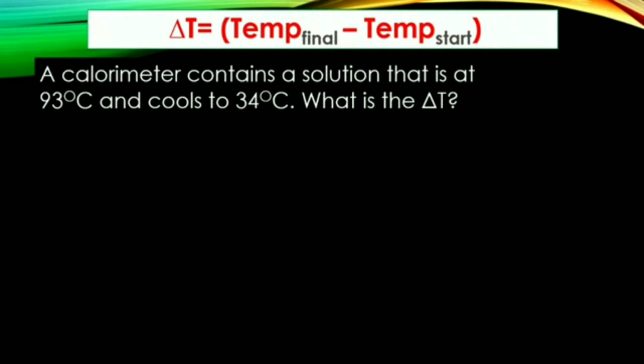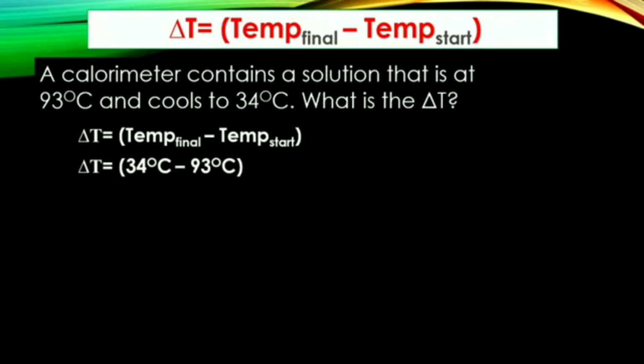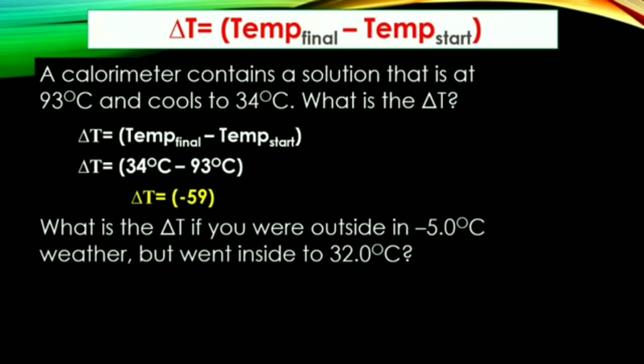So when we break these questions down to simpler steps, they're really easy to do. First off, delta T is the final temperature minus the initial temperature. So when we do this practice problem, and a calorimeter, or a device that measures changes in heat, contains a solution at 93 Celsius and it cools to 34, if we subtract 34, the final temperature, from 93, we'll get a negative number, indicating that heat is lost. So this corresponds with an exothermic reaction.